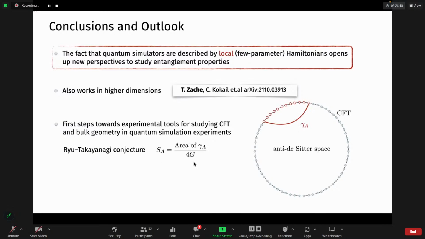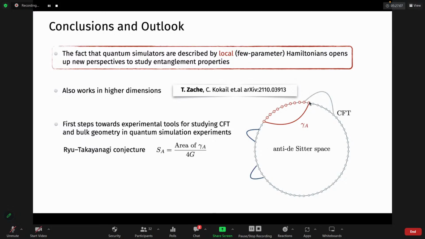And one of the very interesting outcomes of this correspondence is this Ryu-Takayanagi conjecture, which basically says if you want to know the von Neumann entropy of a subsystem in this CFT, what you have to do is you draw this minimal surface into this anti-de Sitter space, and the von Neumann entropy is basically given by the area of this minimal surface divided by 4 times the gravitational constant. So there are some connections to gravity.